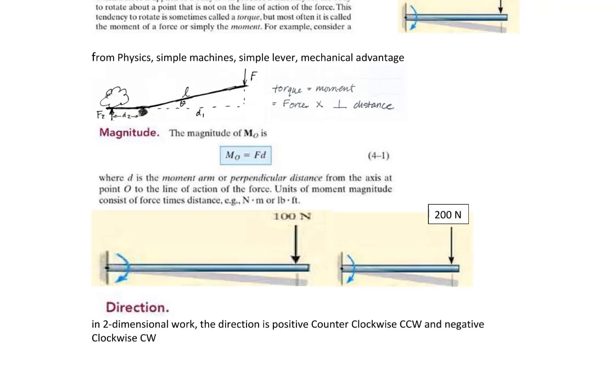You can see in this picture that there are equivalent moments. 100 newtons times a bigger distance would have the same effect about that point as a bigger force times a smaller distance. The directions of moments are important, and in two-dimensional work, by convention, we define counterclockwise as positive. So counterclockwise is positive, clockwise would be negative. We'll talk a little bit more about that as we go.